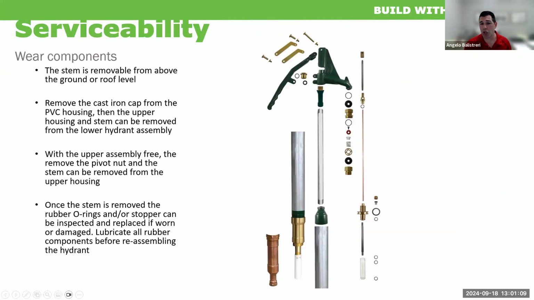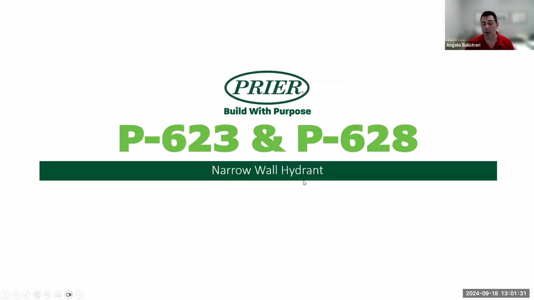And of course, per the code, everything needs to be serviceable from the exterior part of the product itself. All of our components are all serviceable from the service cap that sits on top here. That service cap is above the ground, or above the roof line. You would actually disconnect that, and the whole inner works come right up through the top to allow you to service that without getting into the inside part of the building.